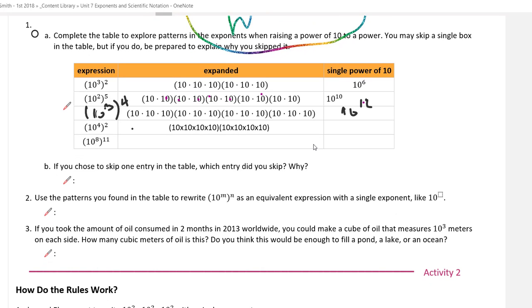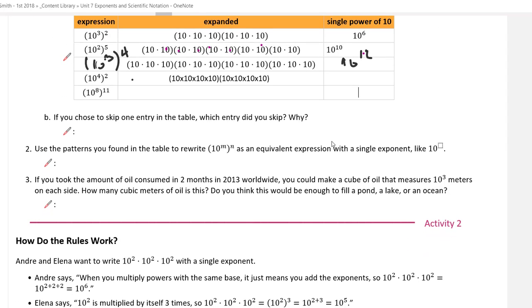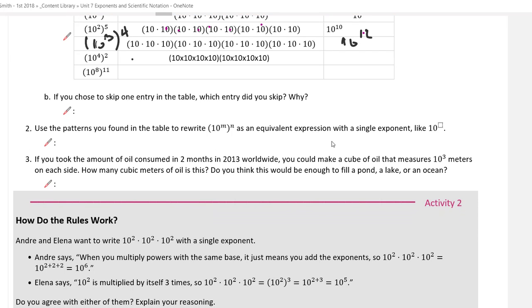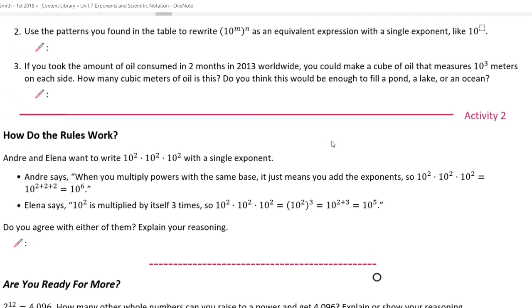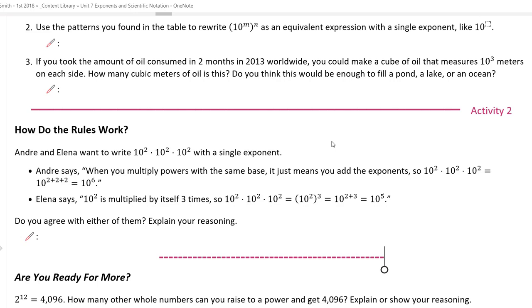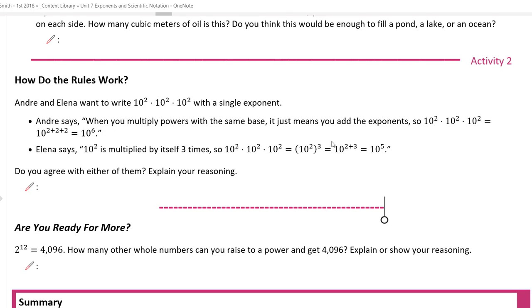If you chose to skip an entry in the table, which entry did you choose to skip and why? Alright. Use the patterns you found on the table to rewrite 10 to the m, in parentheses, to the nth power as an equivalent expression with a single exponent. If you took the amount of oil consumed in 2 months in 2013 worldwide, you can make a cube of oil that measures 10 to the 3rd meters on each side. How many cubic meters of oil is this? Do you think this would be enough to fill a pond, lake, or ocean?